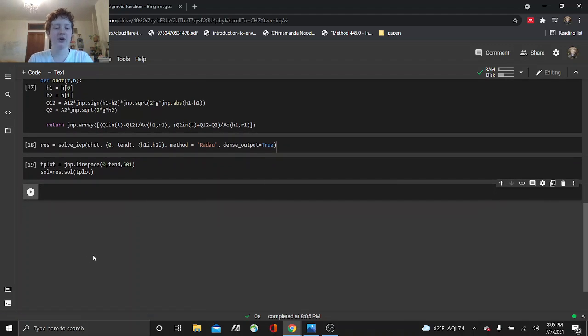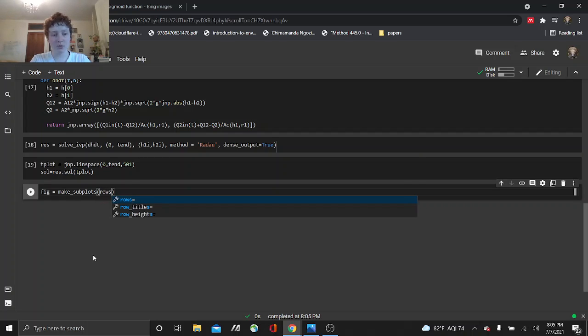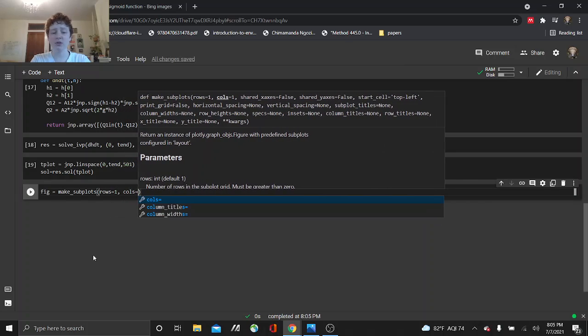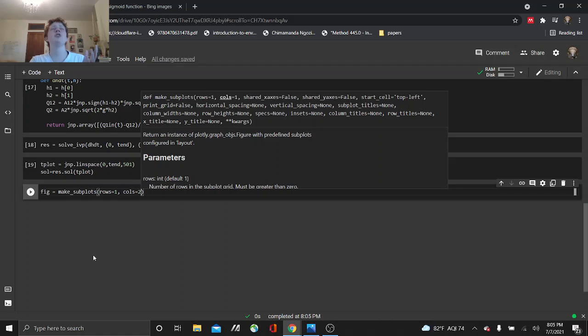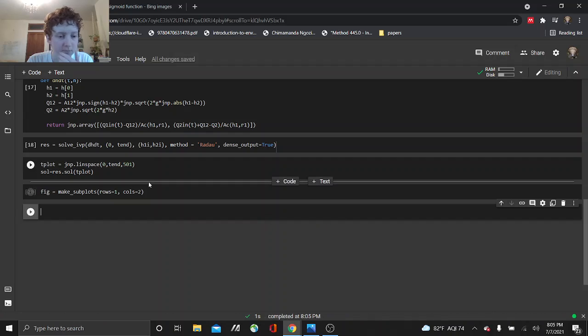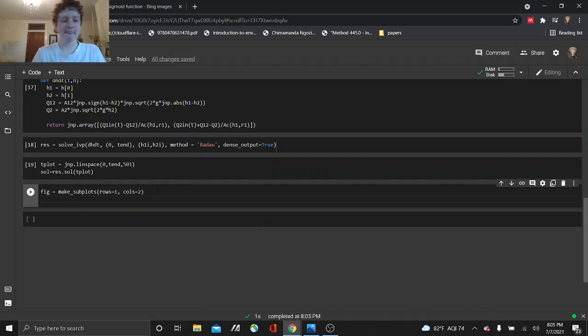Okay, so far so good. Let's see if we can keep up the good work. We're going to make our figure now. We're going to say that it has rows equal to 1 and columns equal to 2, because we want to look at not just the heights, but also the flow rates. So we're going to have our heights in one column and our flow rates in the other column. That'll be nice, and we'll be able to see that. Okay, cool. That's working.